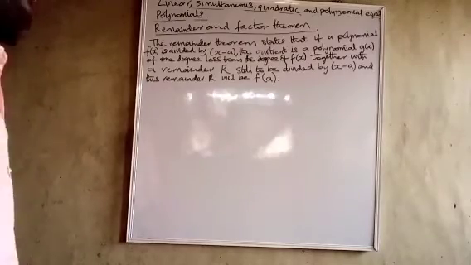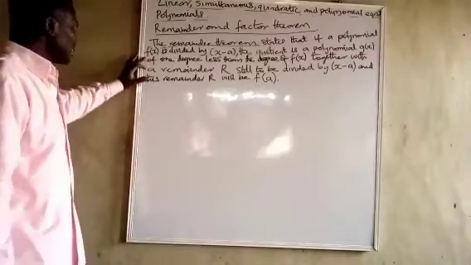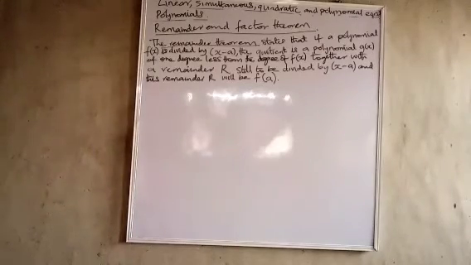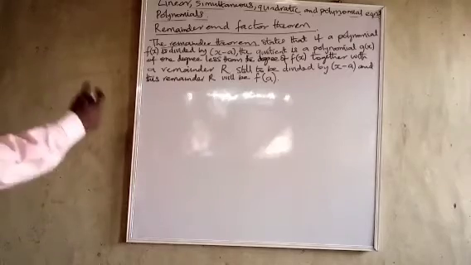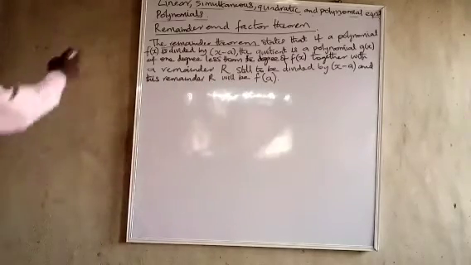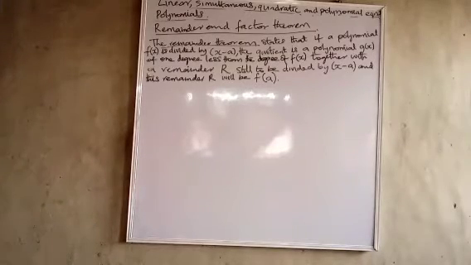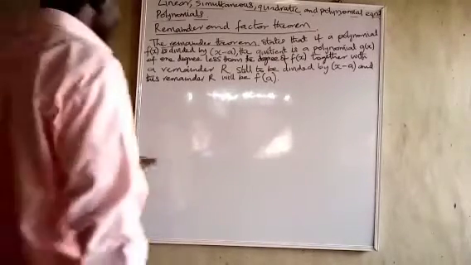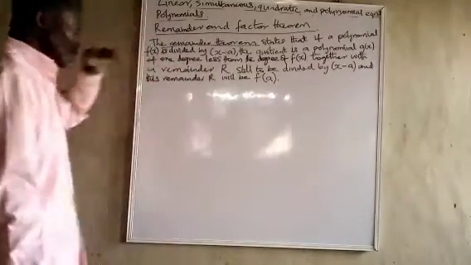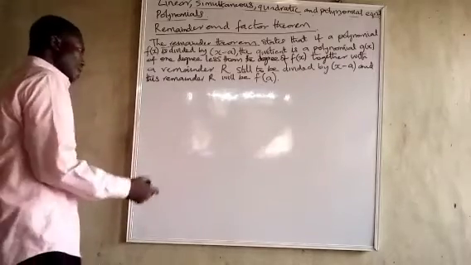For the remainder theorem, it states that if a polynomial f(x) is divided by x minus a, the quotient is a polynomial g(x) of 1 degree less than the degree of f(x), together with a remainder r, still to be divided by x minus a. And this remainder r will be f(a), that is, the value if a is substituted for x in the function. Now, what are we trying to say?